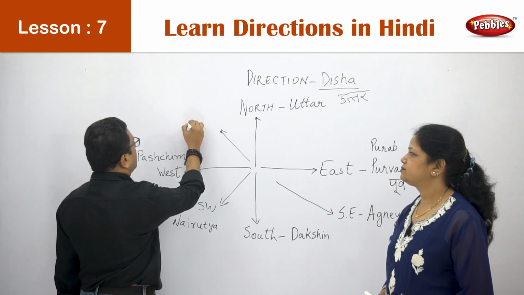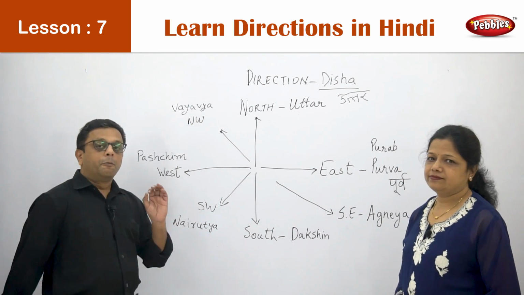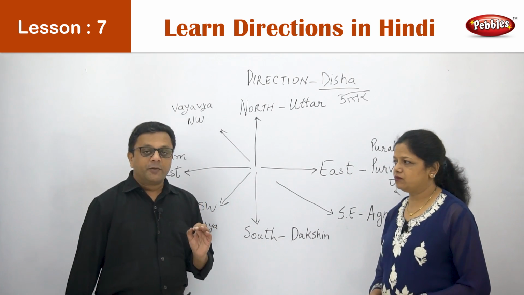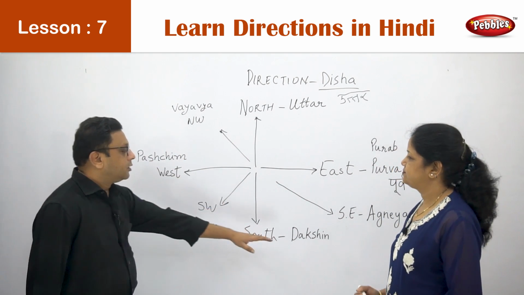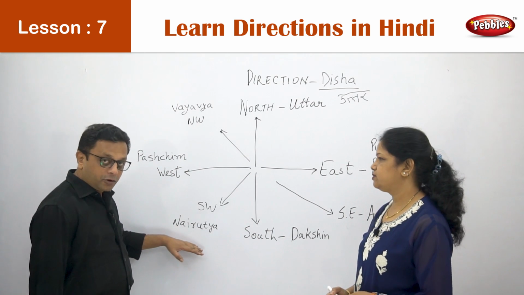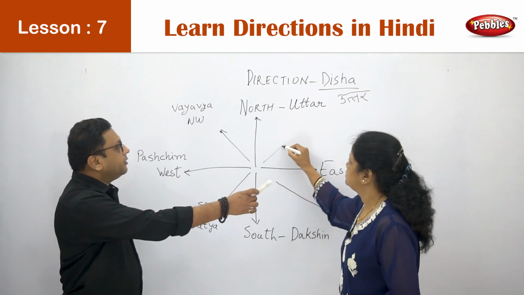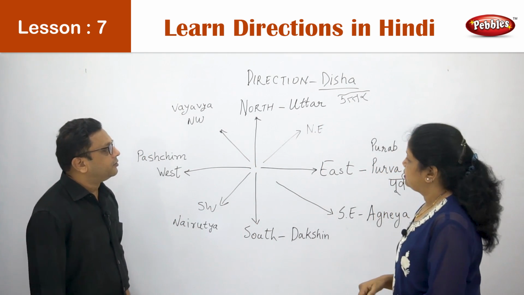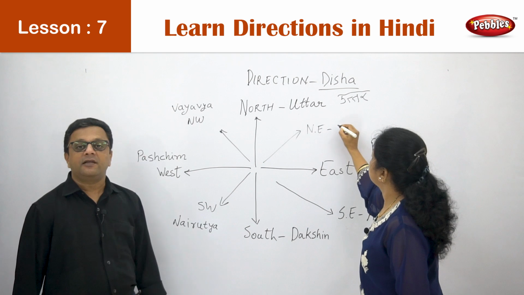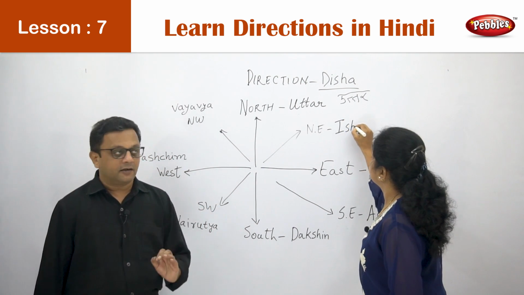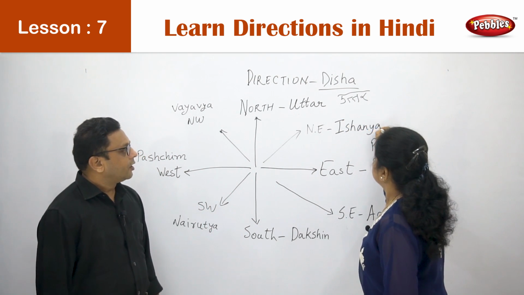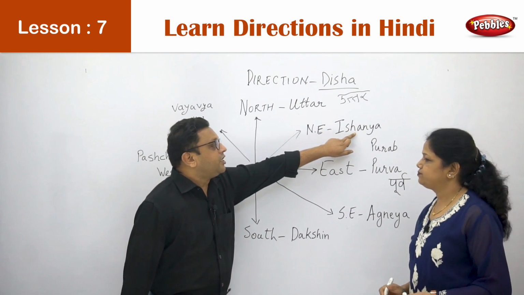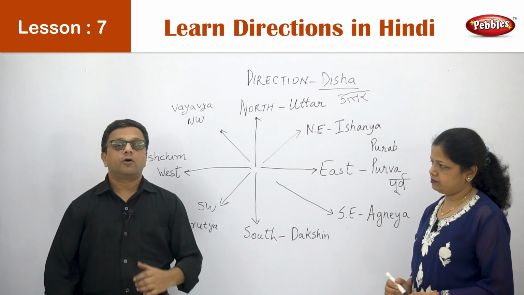This northwest is Vayavya. The name originated from Vayu. Vayu means wind. So this is Agneya, Nairutya, Vayavya, and the northeast is called Ishanya. Ishanya is northeast. Now this Isha means God.